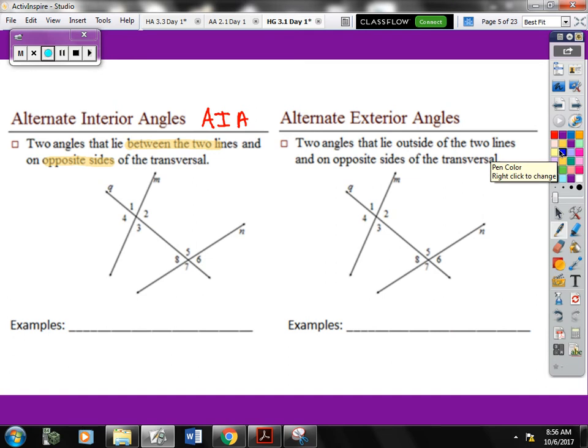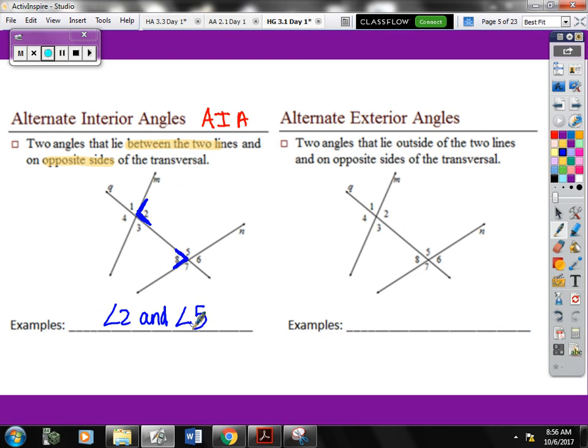So one example would be 2 and 8. See how they alternate across the transversal, they're on opposite sides, and they're inside. So angle 2 and angle 5.